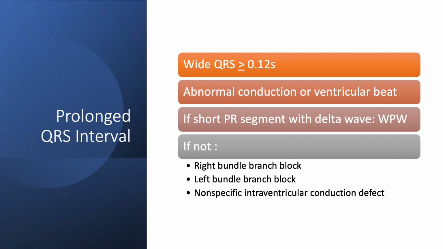If you do in fact have P waves and they are associated with your QRS complexes, then we're looking away from the potential of it being a ventricular beat and looking more toward abnormal conduction. So if you have a shortened PR segment with a delta wave, as a reminder, look for Wolff-Parkinson-White. If not, then we either have a right bundle branch block, a left bundle branch block, or a nonspecific intraventricular conduction defect.